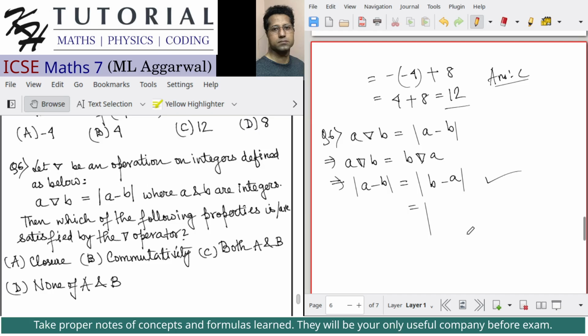Now absolute value of B minus A. This is B minus A. I am subtracting A from B. Now I think you will understand, you have already done algebraic expressions, and you have already done how to do factorization of algebraic expressions in class 6, I guess. So what is B minus A? B minus A is nothing but B plus minus A.